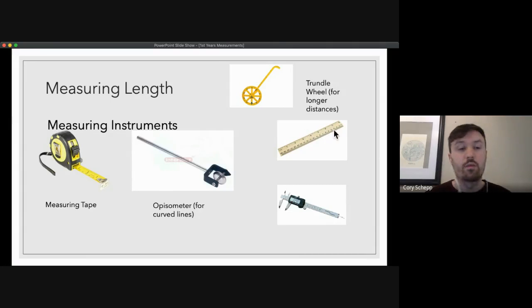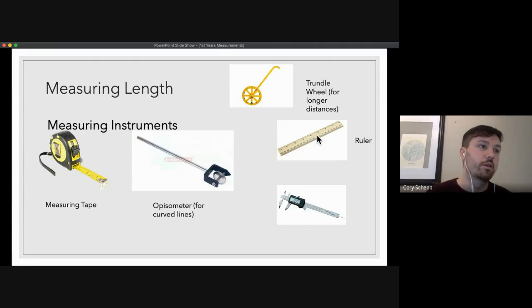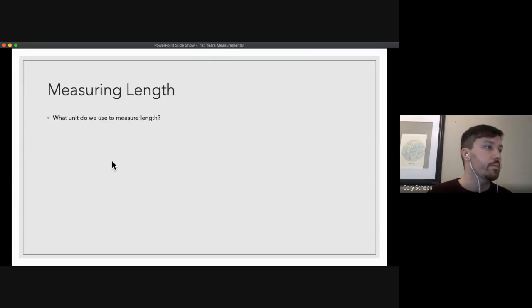What's this? Name it real quick. Ruler. Good job, Sean. Ruler. Anybody know what this is? No. That is a caliper. It's specifically a vernier caliper, but this is for circular objects, and we're going to talk about that in a second here. And don't worry about taking anything down because we're going to talk about each of these individually here.